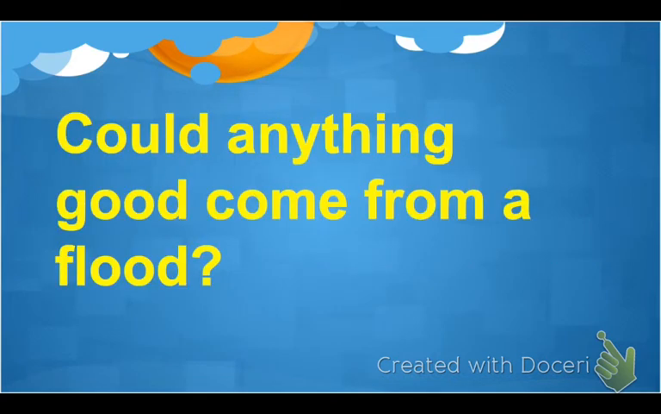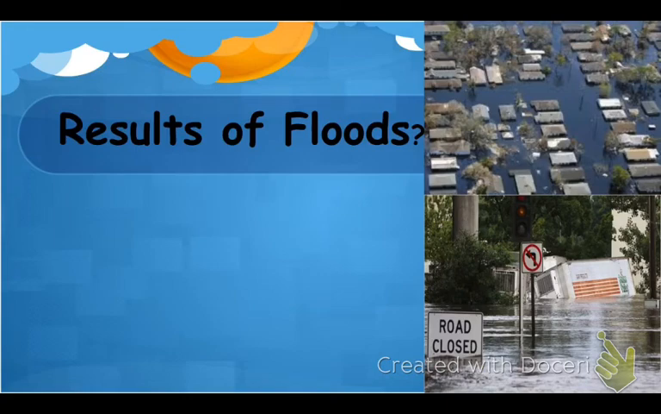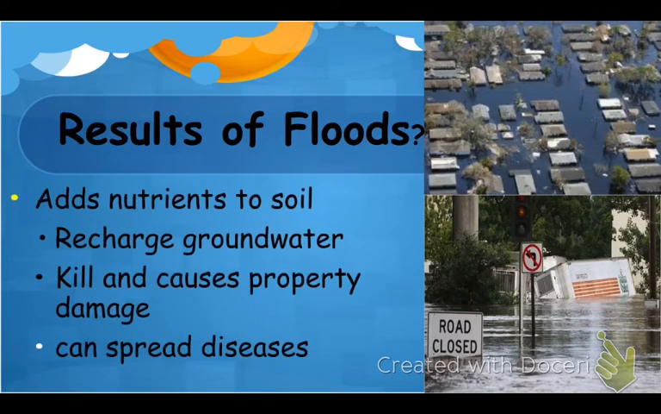So can anything good come from a flood? We know a lot of bad things can happen. Property damage, people can die, but there actually are some good things. So when you have floods, it actually increases the nutrients in the soil. So if it's flooding that's near a body of water, it'll take the silt from the river and move it onto the shoreline and the floodplains, making those areas very fertile in terms of plant growth.